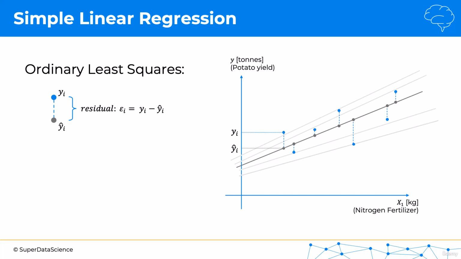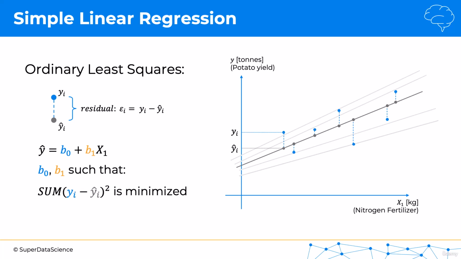The difference between them is called the residual. Here's our equation, and the best equation is such an equation where the parameters b0 and b1 are such that the sum of the squares of the residuals is minimized. And that's why it's called the ordinary least squares method.